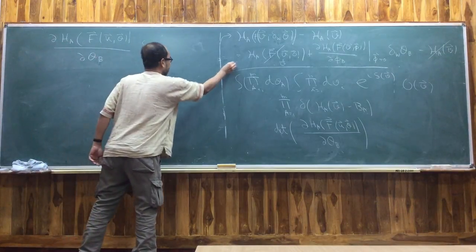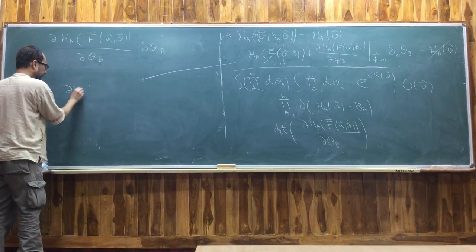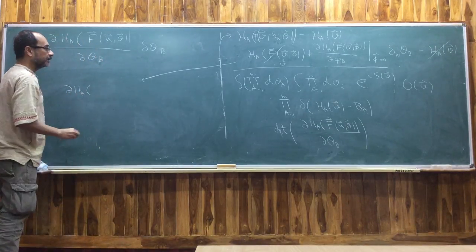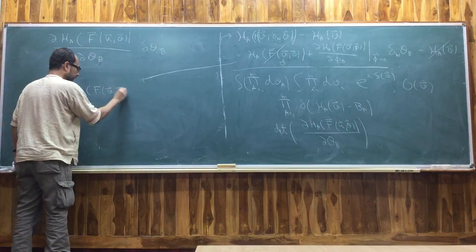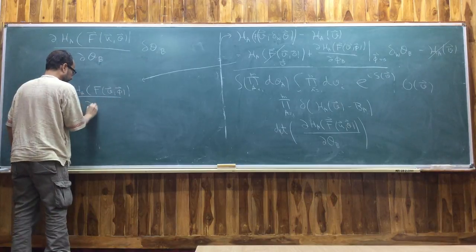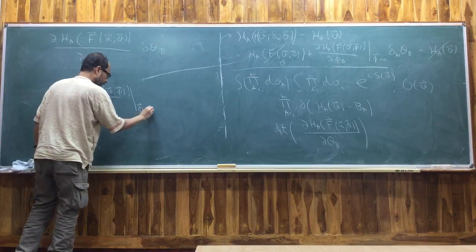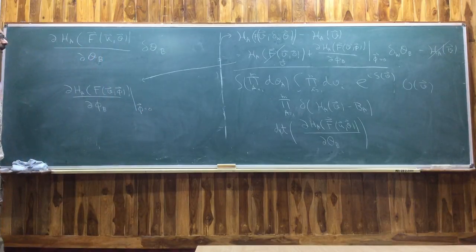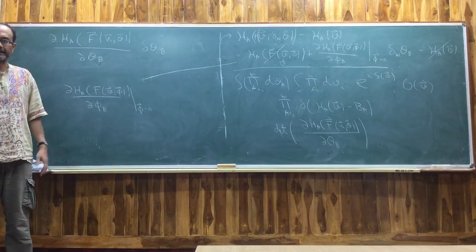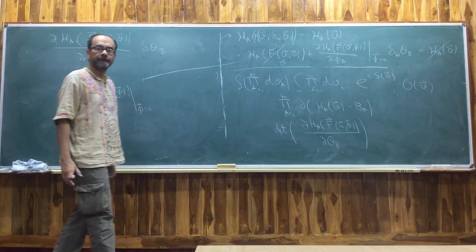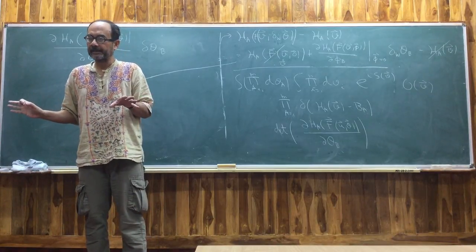So this one now I'll write as del H_A F V phi, del phi_B, phi equal to 0. Delta W theta B, okay, something small, delta theta is small. Okay. And it is determined purely by the group property, right?